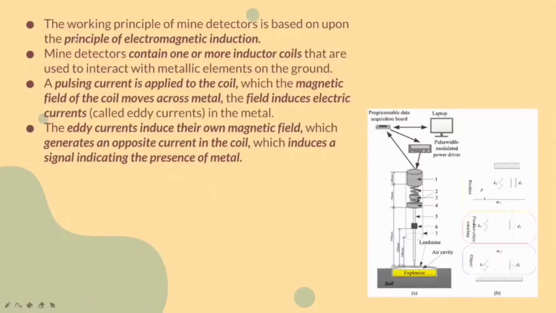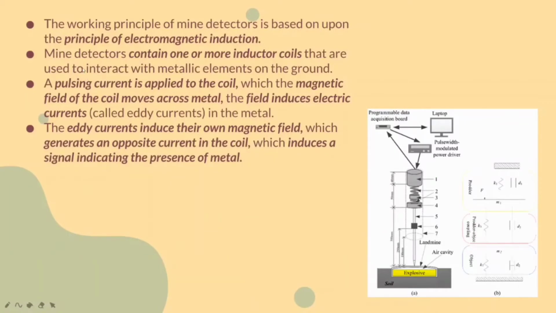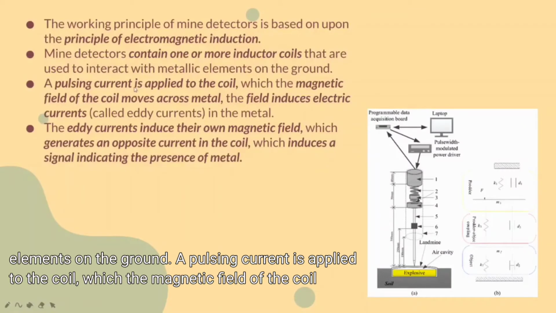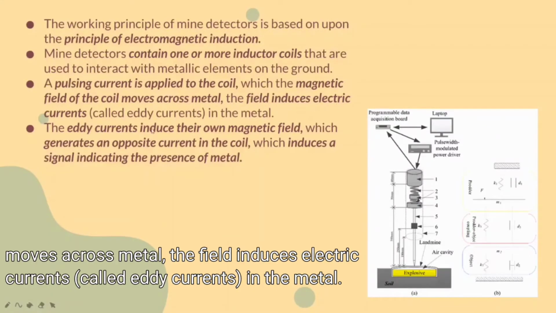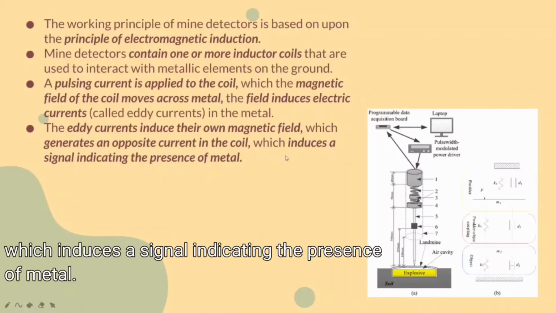Question 1. The working principle of mine detectors is based upon the principle of electromagnetic induction. Mine detectors contain one or more inductor coils that are used to interact with metallic elements on the ground. A pulsing current is applied to the coil, which the magnetic field of the coil moves across metal. The field induces electric currents called eddy currents in the metal. The eddy currents induce their own magnetic field, which generates an opposite current in the coil, which induces a signal indicating the presence of metal.